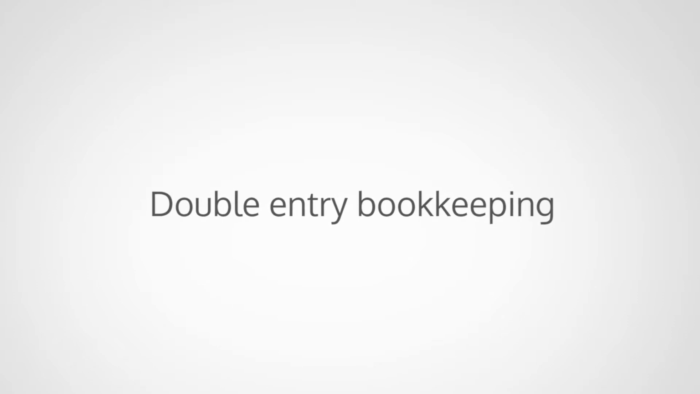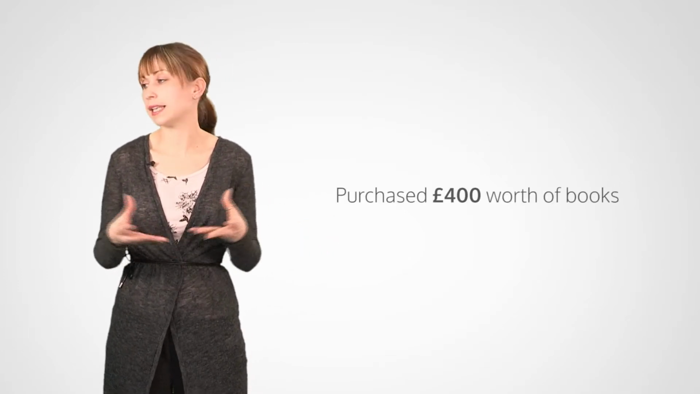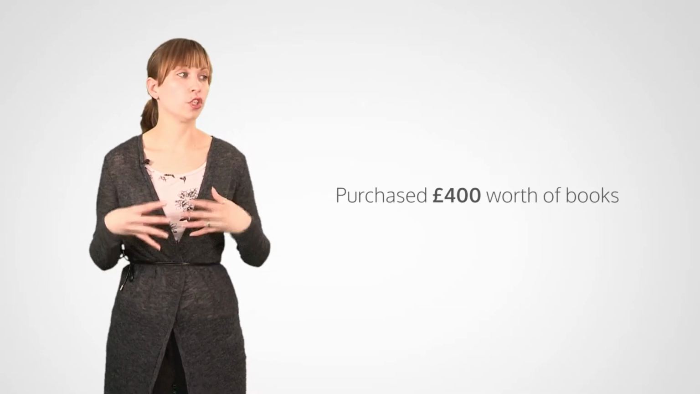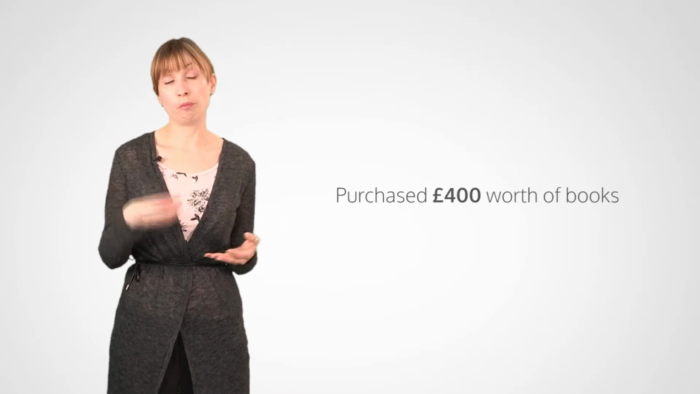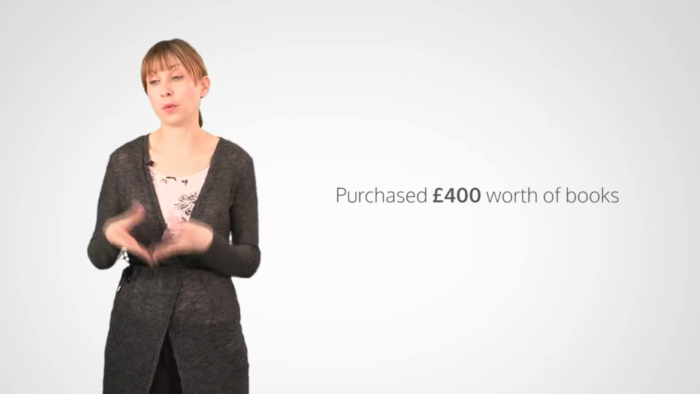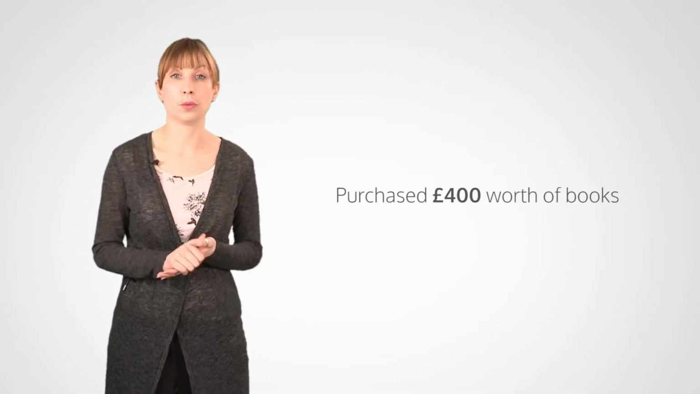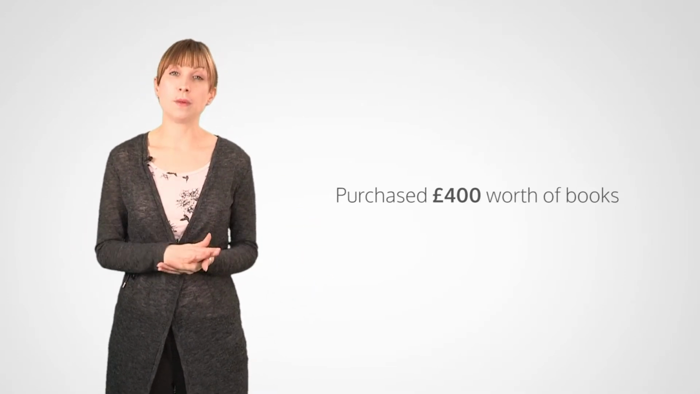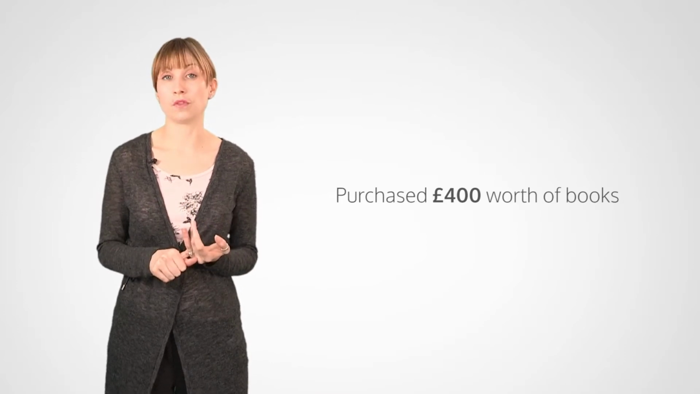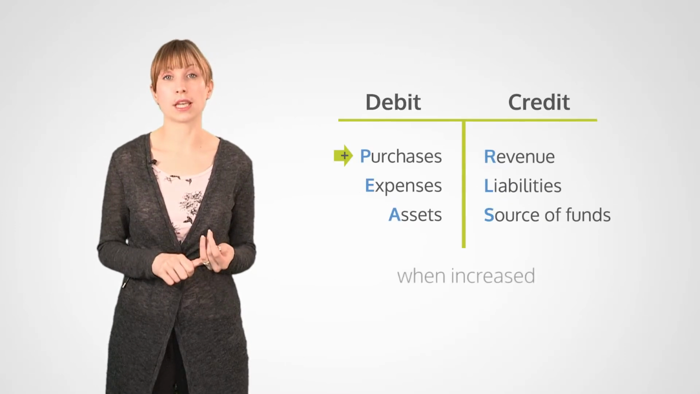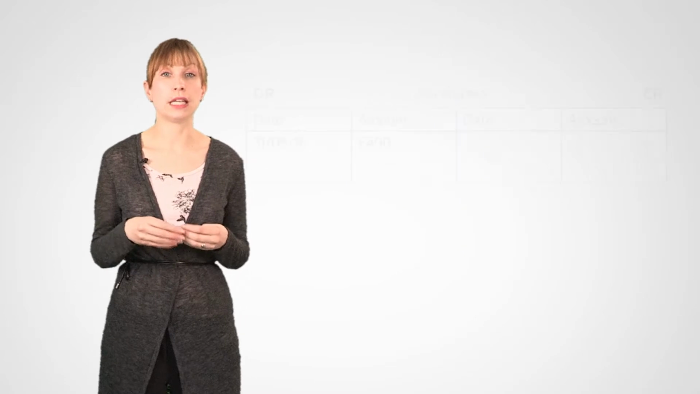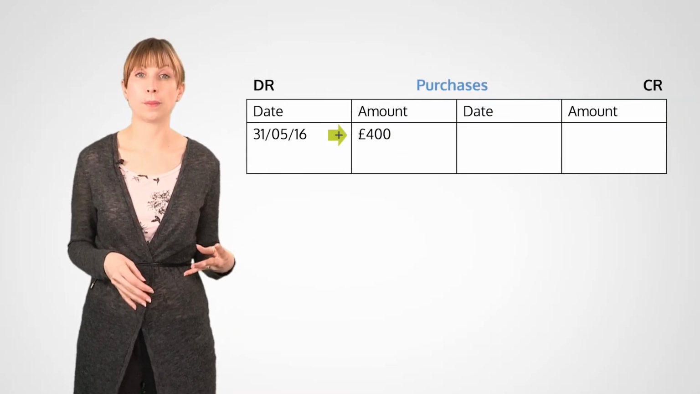So if we take a look at a very basic example, we've said that we've purchased something, so we're going to buy something that we're going to resell at a later date. So let's say we've purchased £400 worth of books, and we're going to resell those on at a later date. And we've used cash to buy it, so we've been to the bank, we've got the money out of the bank, and we've gone and bought it. So in doing this, we've increased the amount of purchases that we've got by £400. And we know that using PEARLs, if we increase a purchase account, we're going to debit it. So we need to debit our purchases by £400.